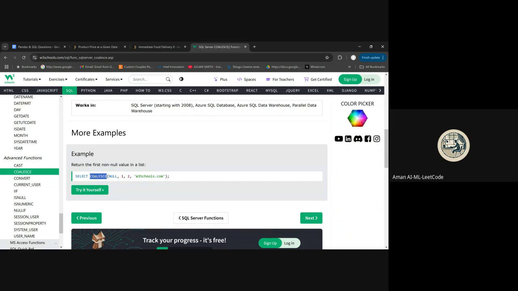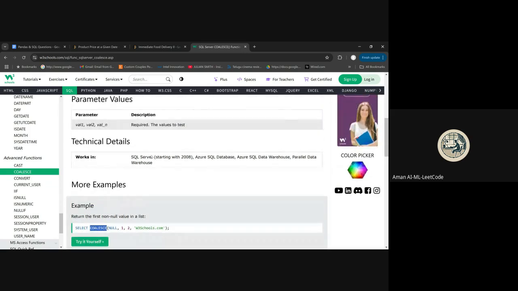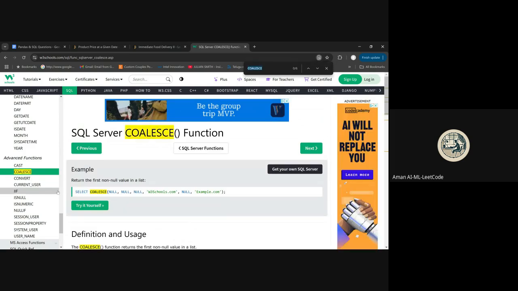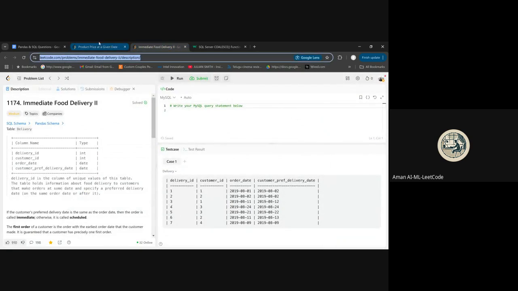This is the function which is used in MySQL, like this. Okay, SQL Server. Let me just search for NVL. But anyways, I'll just show you how it works.